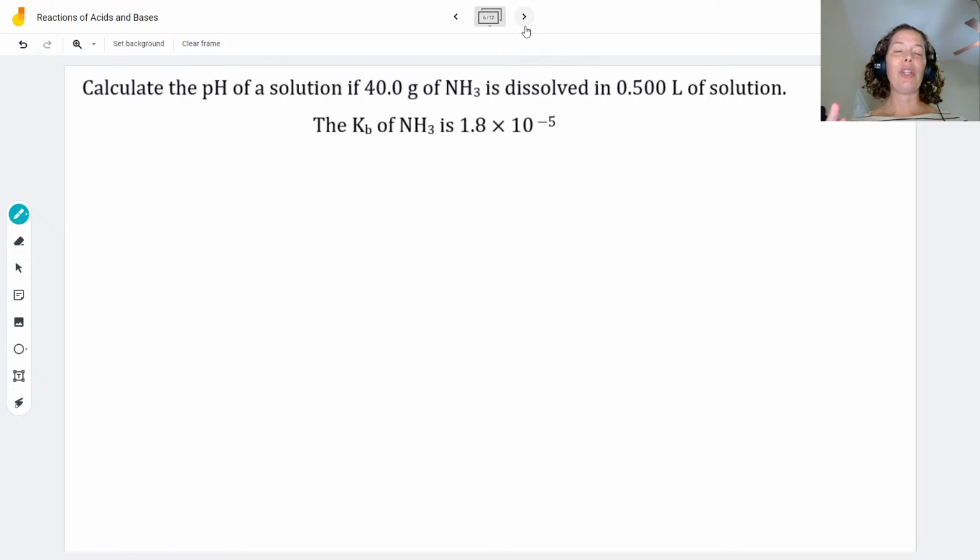So I want to calculate the pH if I've got a solution of ammonia. This one particularly says, if 40 grams of ammonia is dissolved in 0.5 liters of solution, and we have the Kb for ammonia. Okay, so we're going to approach this the same way that we approached our weak acid because we're in equilibrium, but we first have to get concentration.